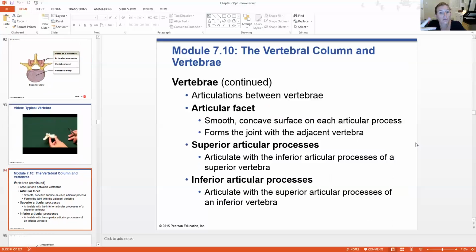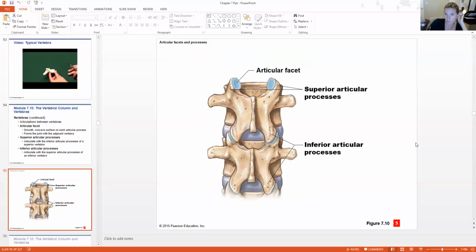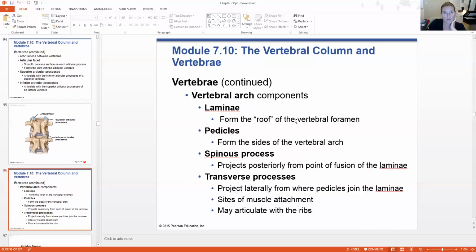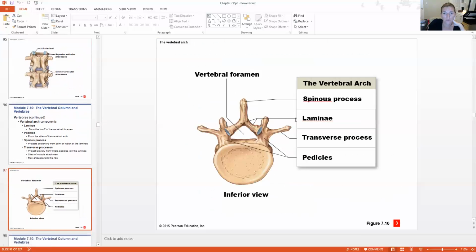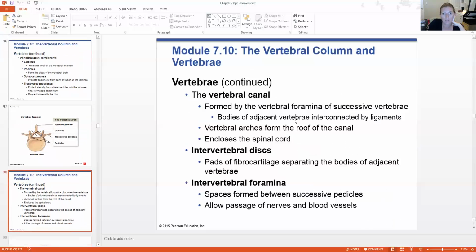There's a superior and inferior articular process on the vertebrae. So here you can see the superior process and inferior process on those articular facets. The vertebral arch has a lamina, pedicle, spinous process, and transverse process, all of which you need to know for your practicals. There they are.